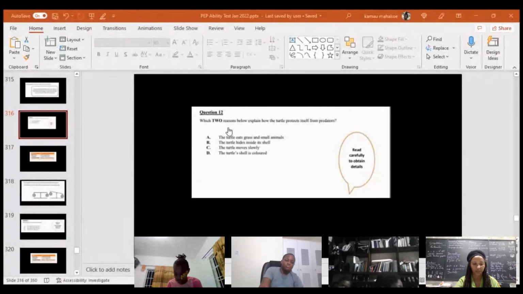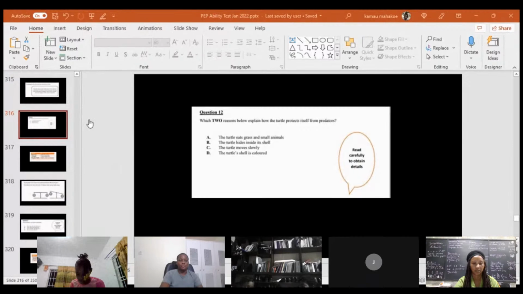All right, what say you, Jer? Miss, I say the turtle shell is colored and it hides inside its shell. Why do you say that? Because it says that when it goes in the shell, it's protected from the predators, and it's colored, so it's also camouflaged with the environment. All right, that's correct.